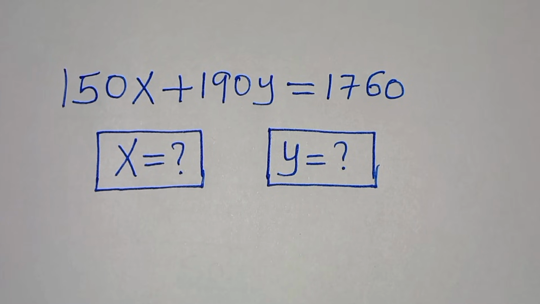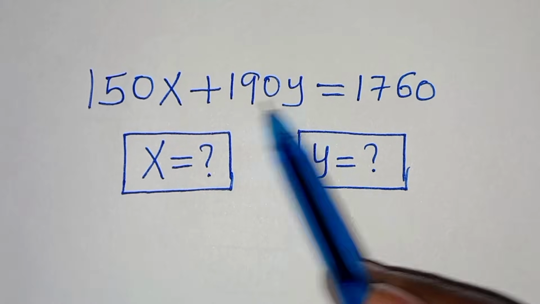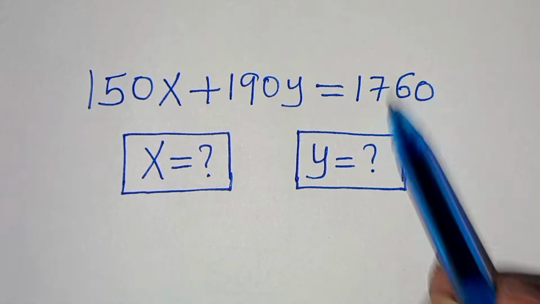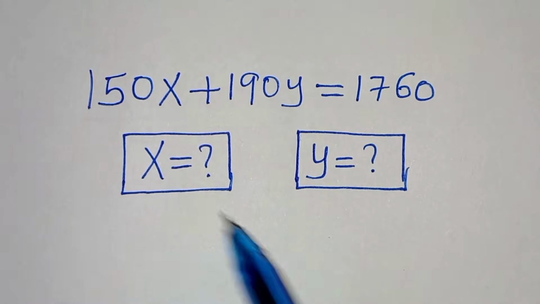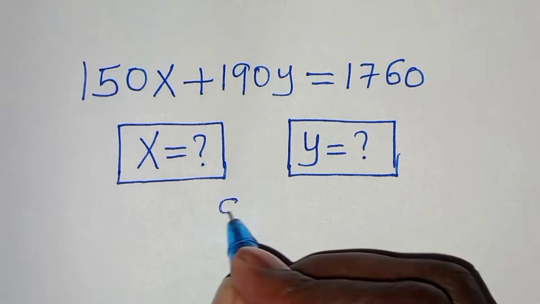You're welcome to solve this nice algebra problem, which is 150x plus 190y. This is equal to 1760. So what is the value of x and what is the value of y? Now let's provide a solution from here.